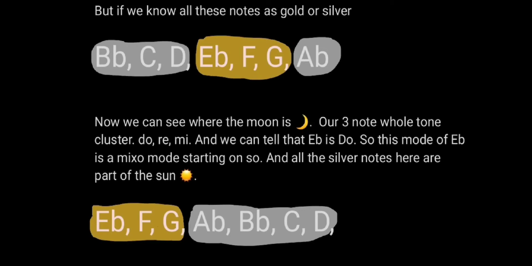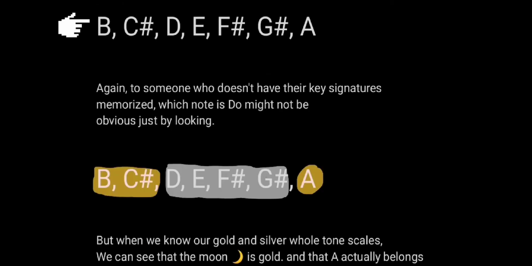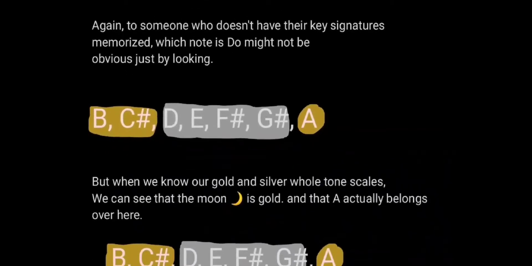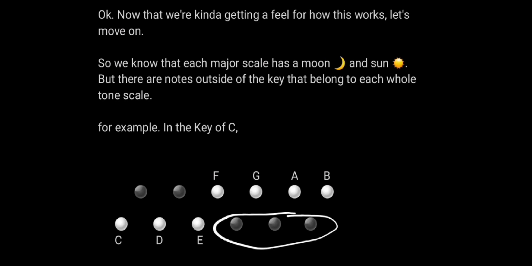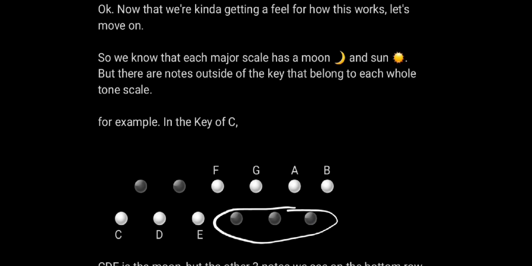One more example. B, C sharp, D, E, F sharp, G sharp, A. Again, to someone who doesn't have their key signatures memorized, which note is do might not be obvious just by looking. But when we know our gold and silver whole tone scales, we can see that the moon is gold and that A actually belongs over here. Okay, now that we're kind of getting a feel for how this works, let's move on.